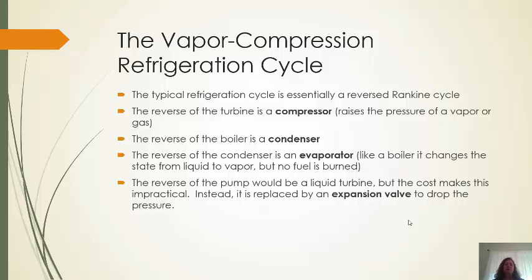And then the reverse of the pump. And this is where it becomes not like a reversed Rankine cycle, because to reverse a pump would be a turbine, but for liquids. I want to go from high to low pressure with a liquid. It is possible to build a liquid turbine, but the cost far outweighs what you will ever make from doing that. So instead, the cheap way of doing this is to put in an expansion valve. The expansion valve is going to drop the pressure without any heat transfer and no work.